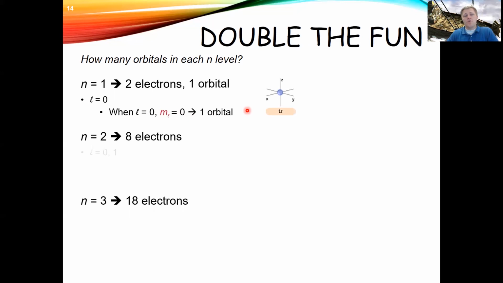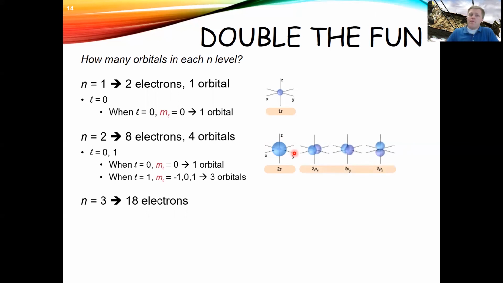But at n equals 2, we have the L equals 0 and L equals 1 values. So when L equals 0, m sub L still equals 0, and that's talking about our 2s orbital, because L equals 0 is referring to an s orbital. When L equals 1, then we have m sub L equaling -1, 0, and 1, which gives us our 3 2p orbitals, our 2px, 2py, 2pz. So at n equals 1, we have 1 orbital. At n equals 2, we have 4 orbitals.